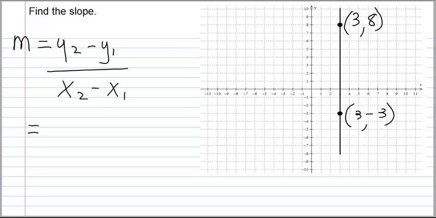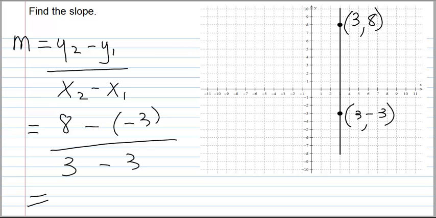Now, it doesn't matter which one of these you choose as the first point, simply because there is no left or right point. These are lined up perfectly vertical. So I'm just going to start with the top one. 8 subtract a negative 3. Divide that by 3 subtract 3. Once again, we have the situation of subtract a negative becomes a positive. 11 over 0.